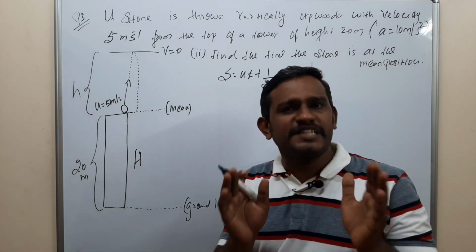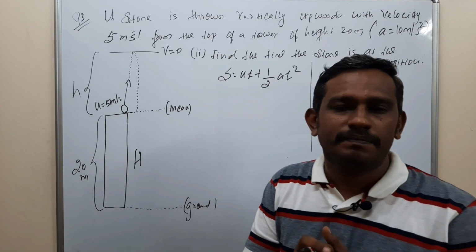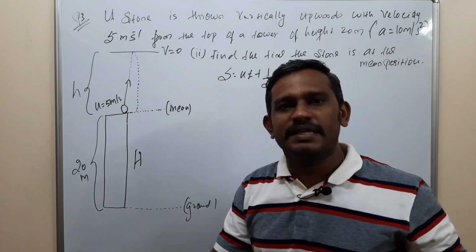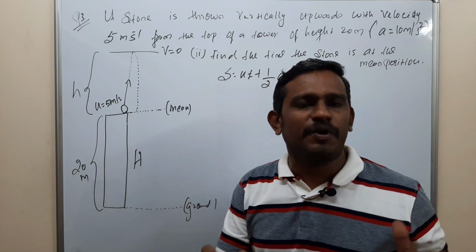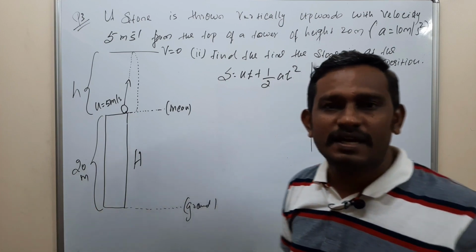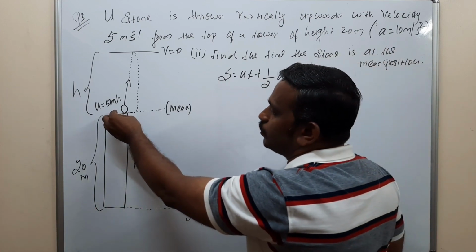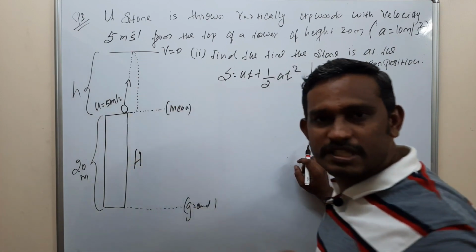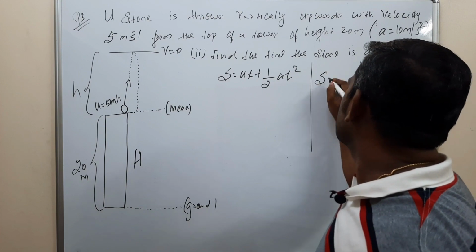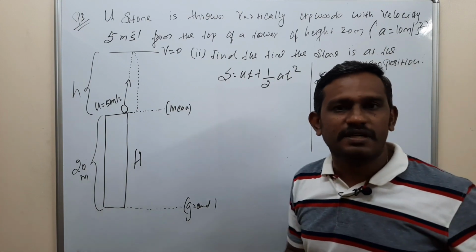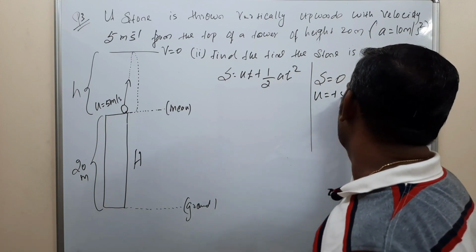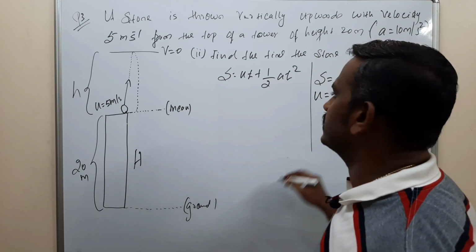So when you consider this motion, it reaches the maximum point and it comes down. So what is the displacement traveled by the body? By definition, what is displacement? Displacement is nothing but the distance between the initial point and the final point. So the stone starts from here and again comes to this position. So the displacement is equal to zero. Displacement is equal to zero. So initial velocity u is equal to plus 5 meter per second.